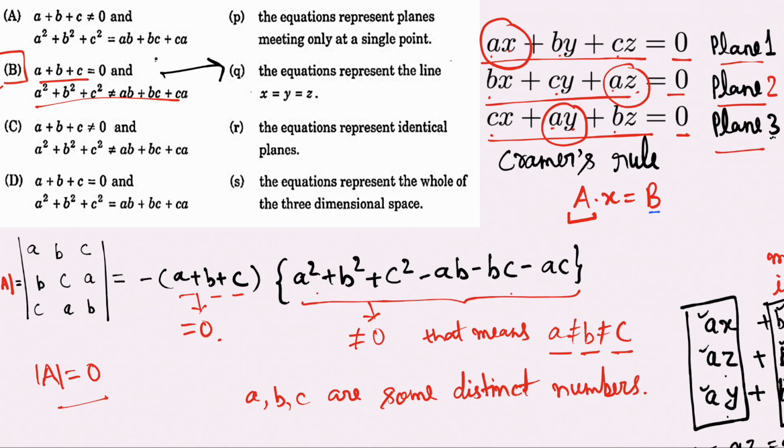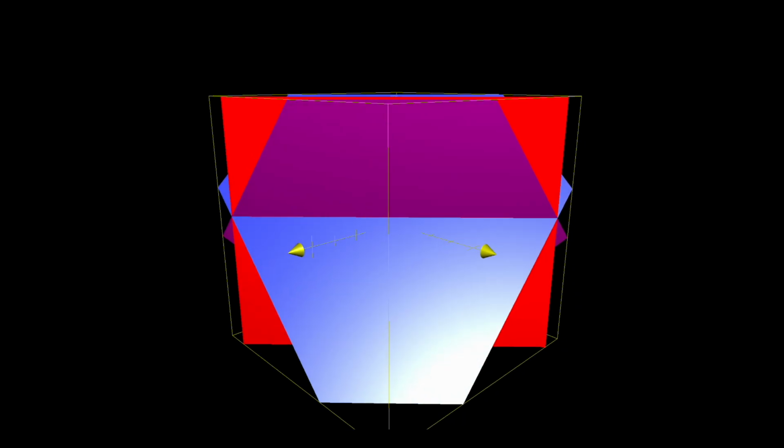So option B is going to match with option Q, where the equations represent the line x equal to y equal to z. And here is a visualization in 3D space of how a sheaf, or a single straight line, is made by intersection.